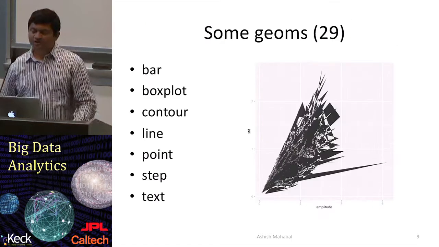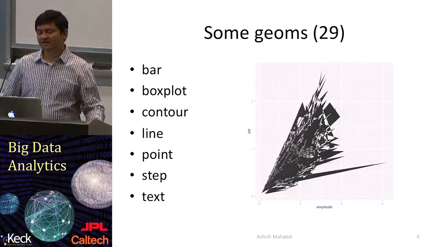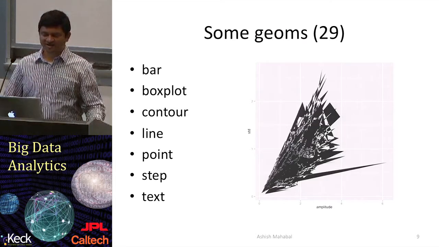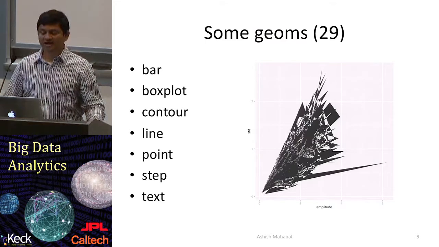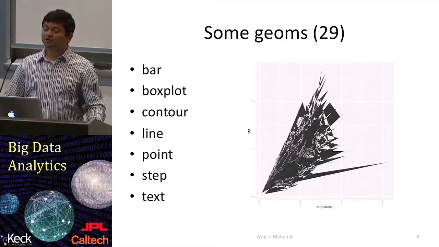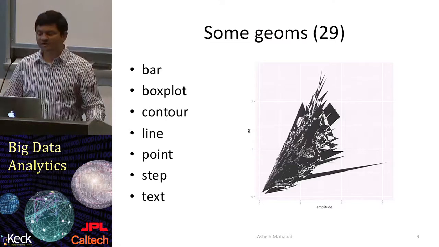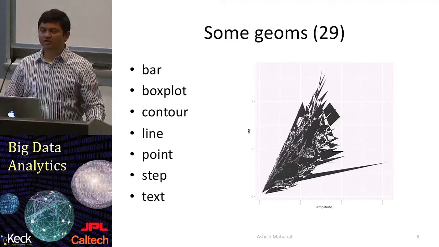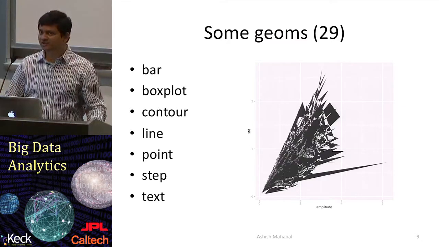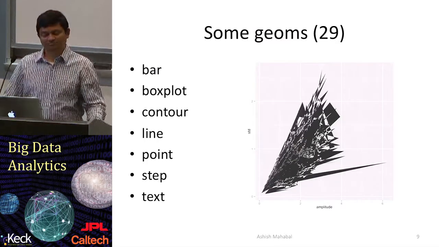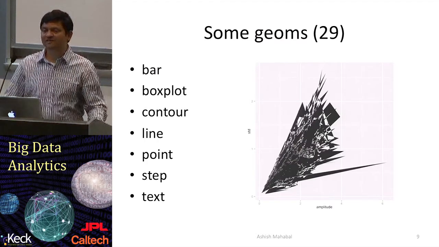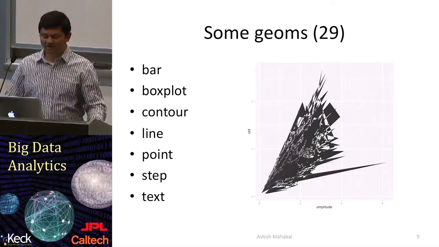We can, of course, use quite interesting and sometimes useless stats or geoms with a particular data set. Here I am simply listing a few different geoms like bar, box plot, contour, line, point, step, text. There are a total of 29 of these, and just for fun here I have used the geom of polygons on this particular data set. This is the same data set that we used in the last lecture, the CRTS6 class set, and you can see that it doesn't make sense, but the shape is roughly the same as what we had got when we had plotted x versus y.